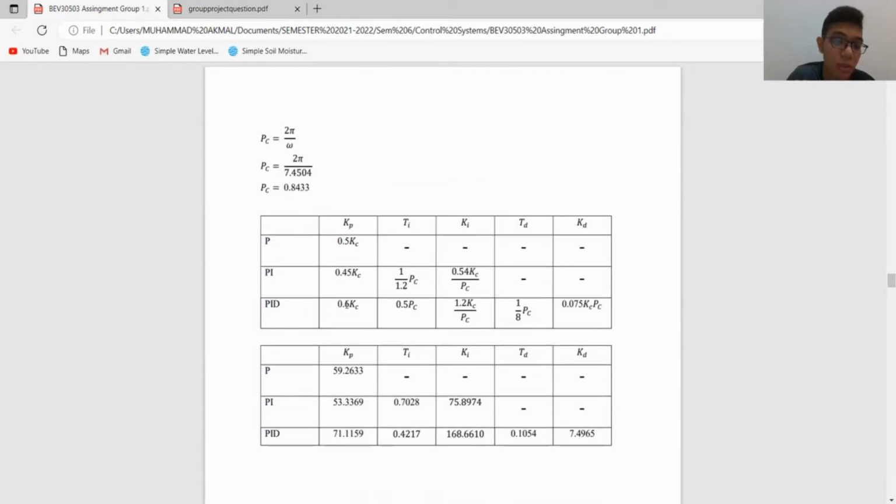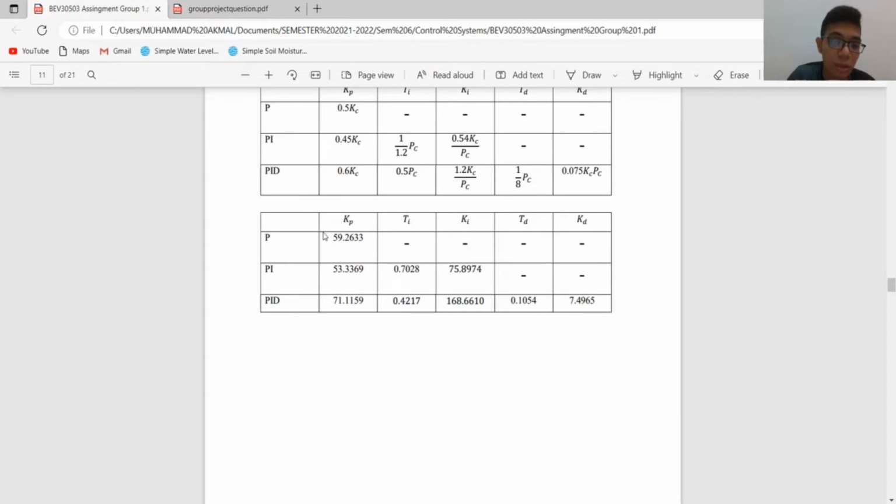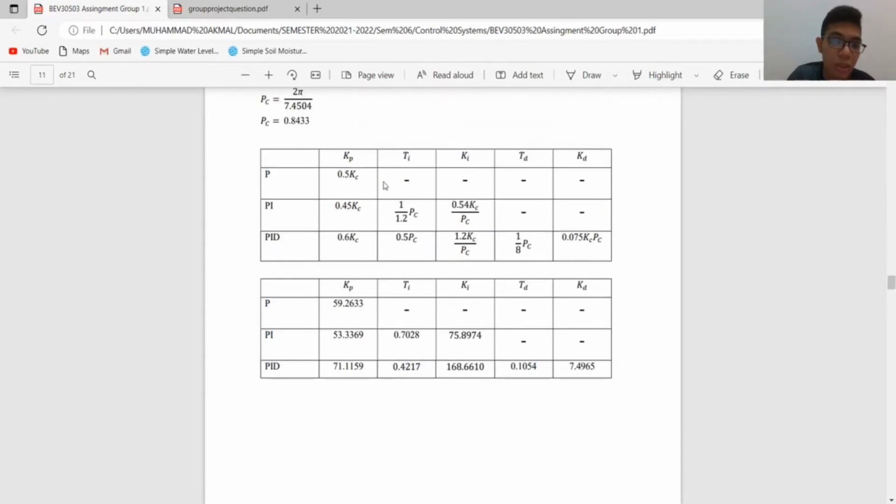Okay, so now we have the Kc and the Pc. So now we can substitute them into this formula to find the values for KP, KI, and KD for the P, PI, and PID controllers. So I have substituted the Pc and Kc into the formula, and this is the value that we get by using the manual calculation for the P, PI, and PID controllers.